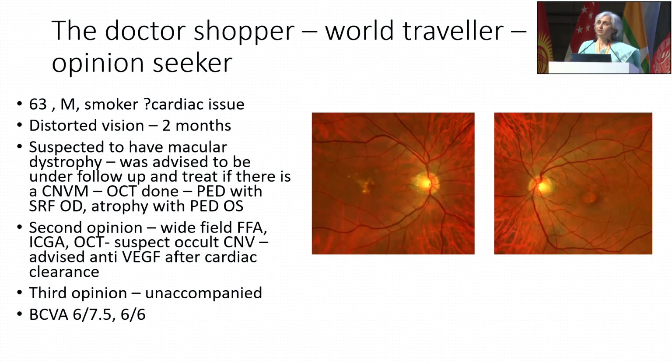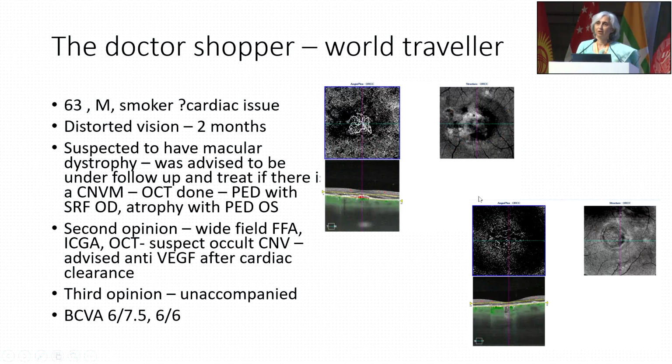And then we have the doctor shopper, the world traveler, and the opinion seeker, who has all kinds of investigations done. Someone's done a B scan and said, if you develop a CNV, you need treatment. Someone's done a wide-angled fluorescein and said, yeah, maybe you need injections. And then he comes for a third opinion. And then what I did, I just did a small 3x3 OCTA scan and said, yes, you do have a neovascular membrane under this elevated RPE and you need an injection. Incidentally, he also had a genetic mutation for pattern dystrophy.